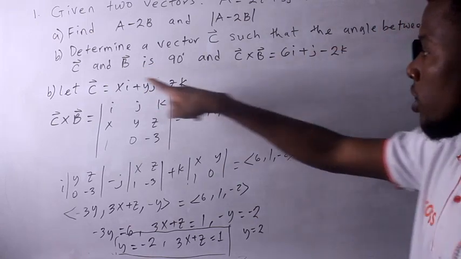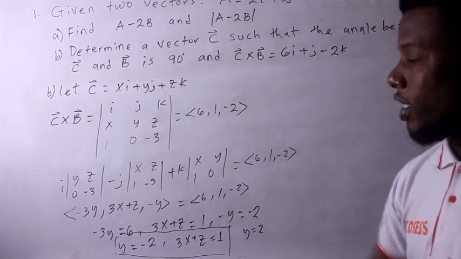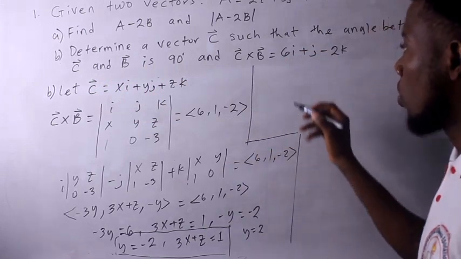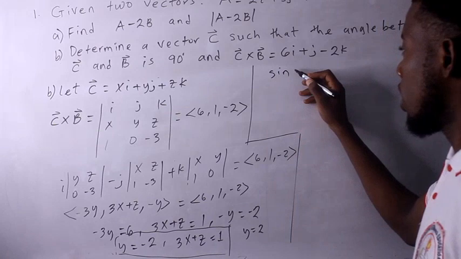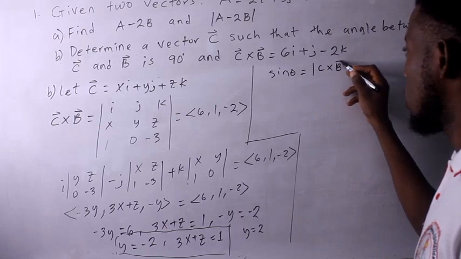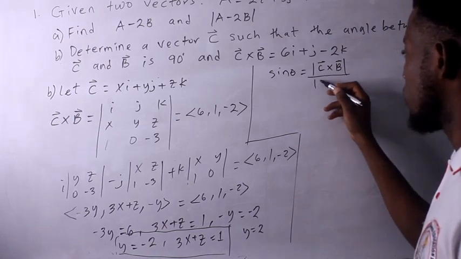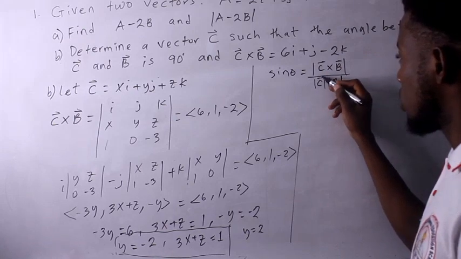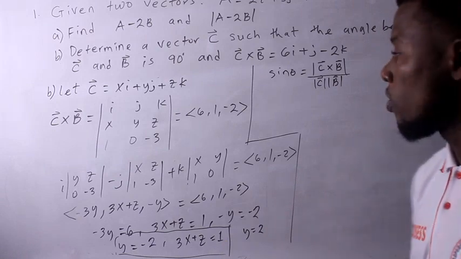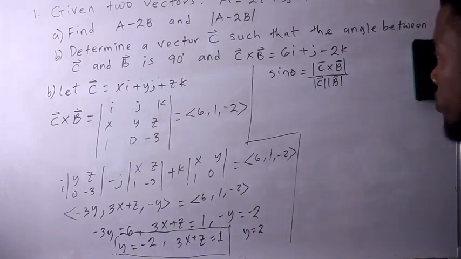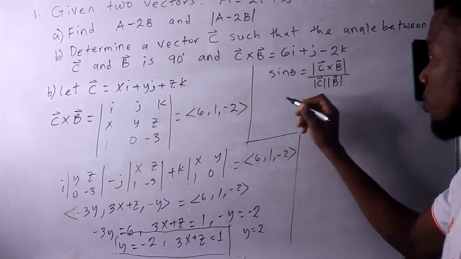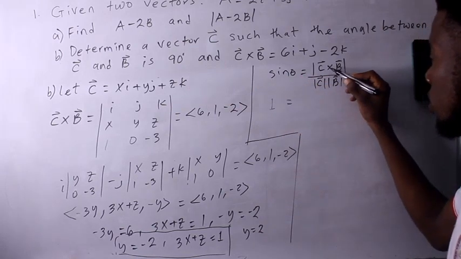We know that the angle between vector C and vector B is 90 degrees. So we are definitely going to write sine of theta equals the magnitude of C cross B, all divided by the magnitude of C times the magnitude of B. This is the definition of the angle between two vectors when their cross product is known. Great. So let's move on to find the result. So theta is 90 degrees. Sine of 90 degrees is 1. So 1 equals the magnitude of C cross B over the product of the magnitudes.